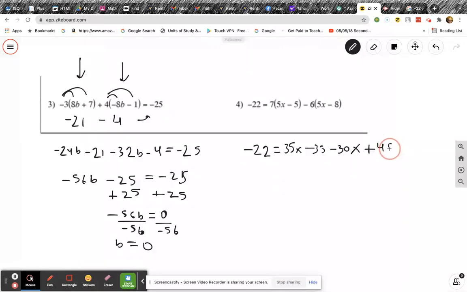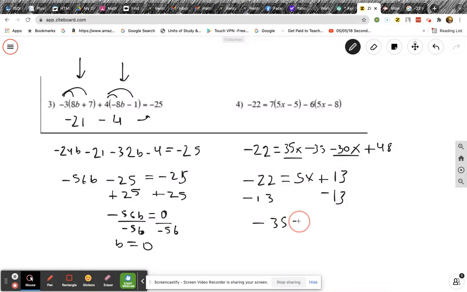Again, we want to combine like terms. So we have a negative 22 is equal to, and this is 35x minus 30x, which is a 5x. We have a negative 35 plus 48, which is positive 13. Now you're going to subtract 13 from both sides. That gives me a negative 35 is equal to 5x. Divide by 5, and we get our answer, which is x is negative 7.